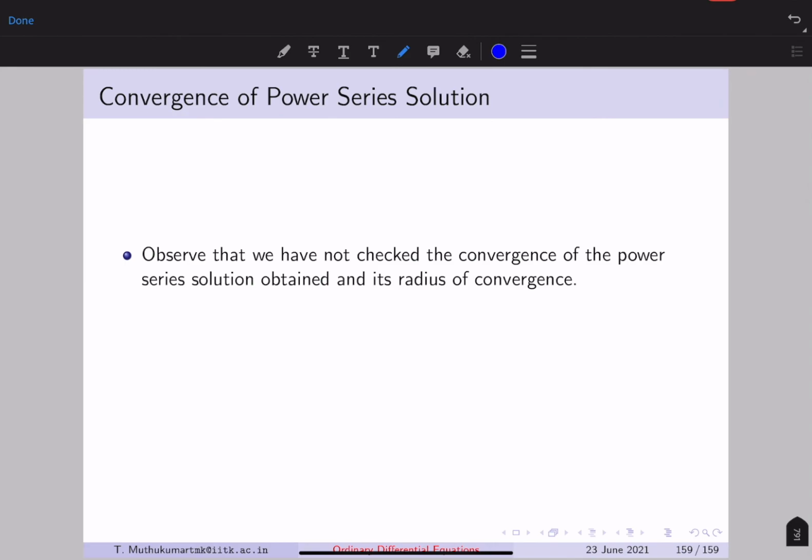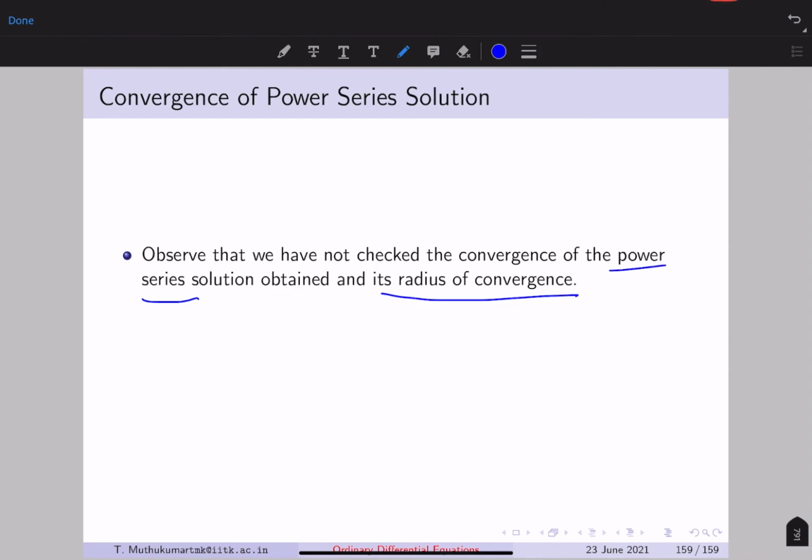Okay, so far when we have done all these things, we have not worried about whether the power series that we have written down is converging or not, and what is its radius of convergence and so on. All the techniques that you have learned in your previous course in calculus will work here, right? You can check for the convergence and so on and so forth.